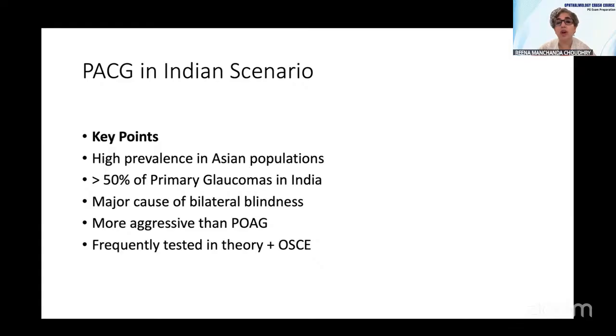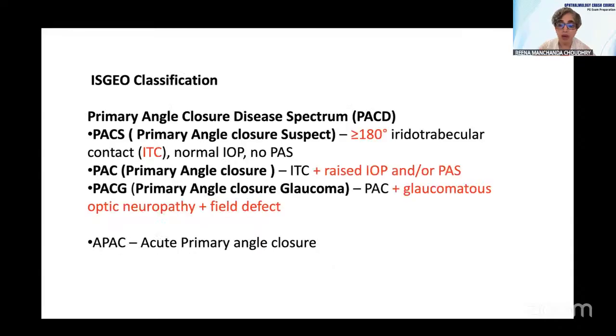And that's another reason why very often in your OSCEs or in theory, a primary angle closure glaucoma case or a question can be present. So you must remember to know your ISGEO classification well, and don't get confused with the stages. Very often when we ask young ophthalmologists or postgraduates about the staging and the difference between primary angle closure suspects and primary angle closure or primary angle closure glaucoma eyes, sometimes there's a confusion.